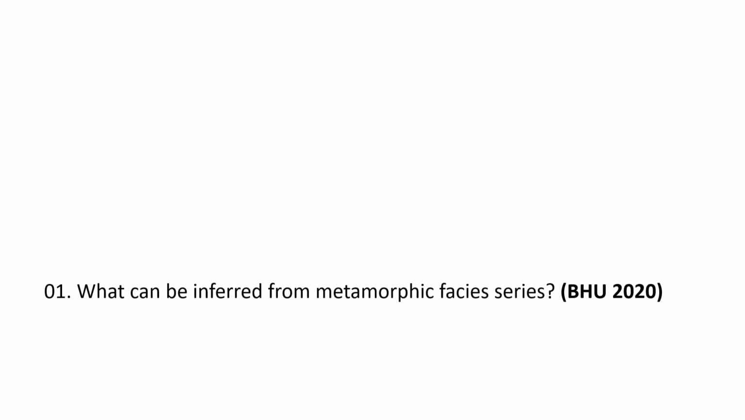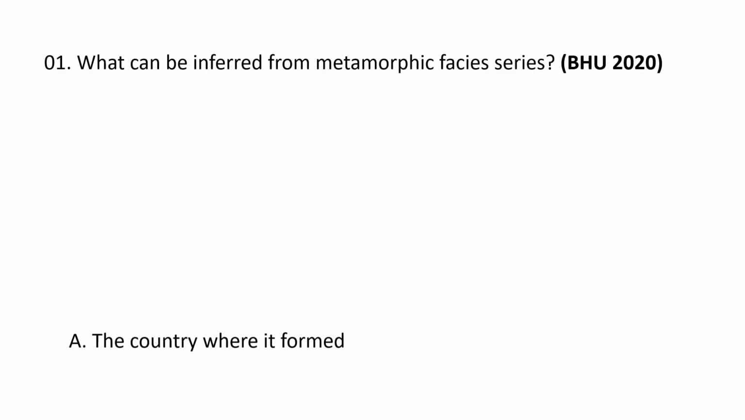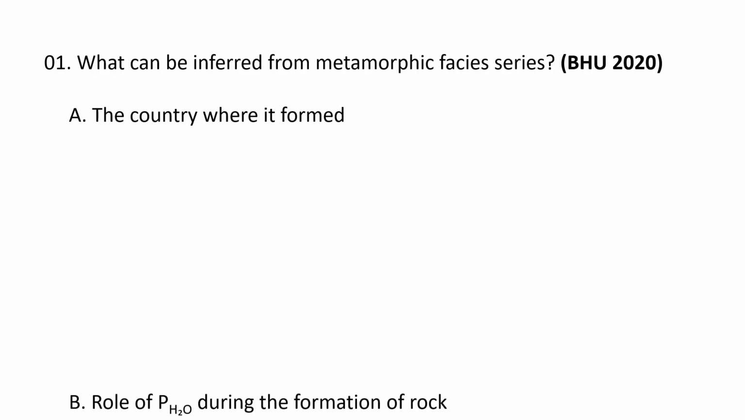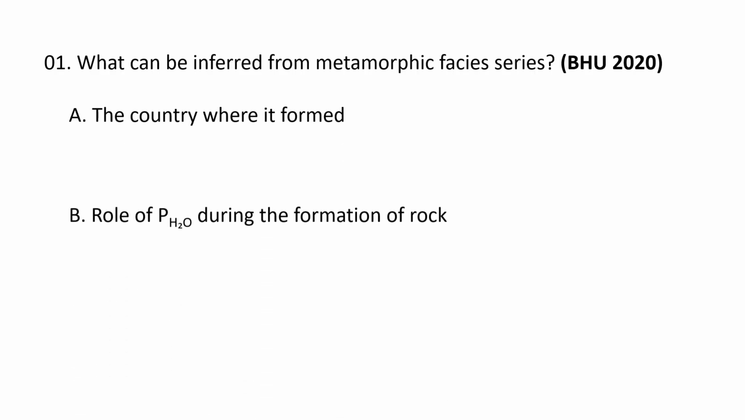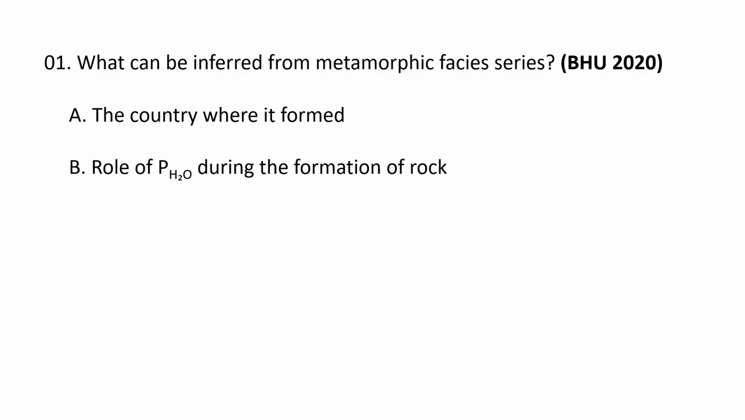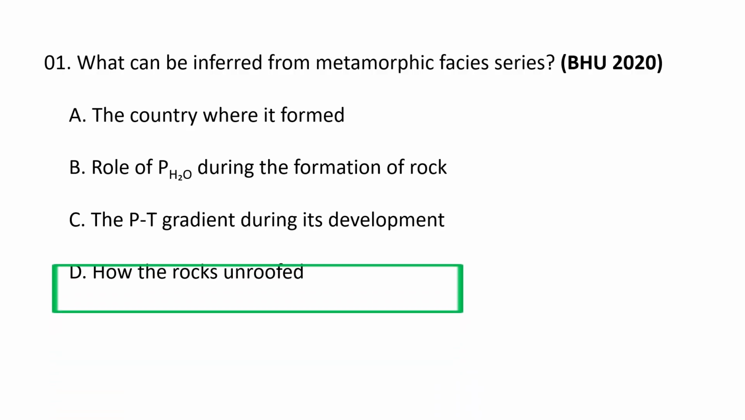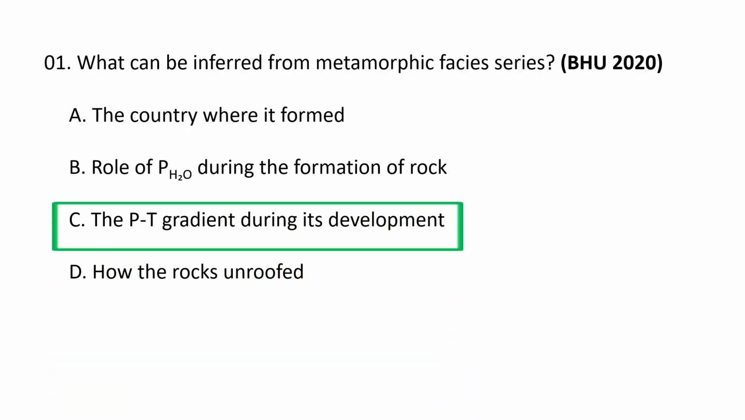First question. What can be inferred from metamorphic facies series? A. The country where it has formed, B. Role of partial vapor pressure of water during the formation of the rock, C. The pressure temperature gradient during its development, and D. How the rocks unroofed. The correct option is C. The pressure temperature gradient during its development.